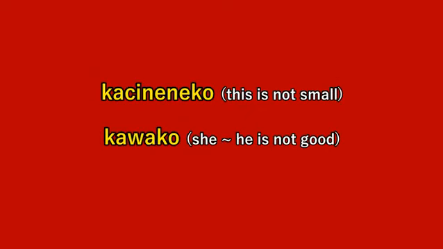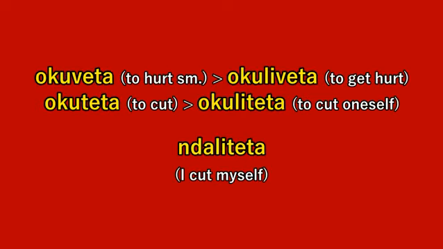To indicate the negation, the negative of particles and verbs and sentences in Umbundu, you have to use the prefix ha, ka, maybe the suffix ko. There is no isolated word that can be described as no or not. So, kachineneko. Chineneko, chinene is a small thing. Kachineneko is, this is not small. Wa is good. Kawako is, he is not good or it's not good.